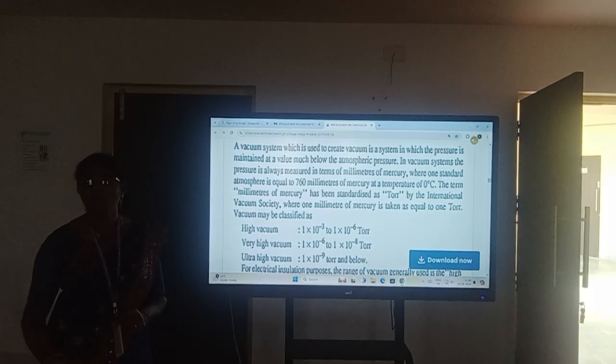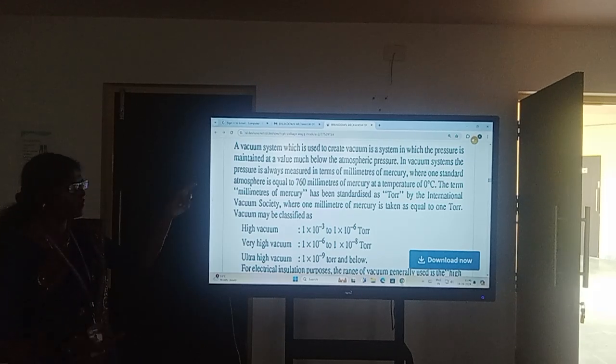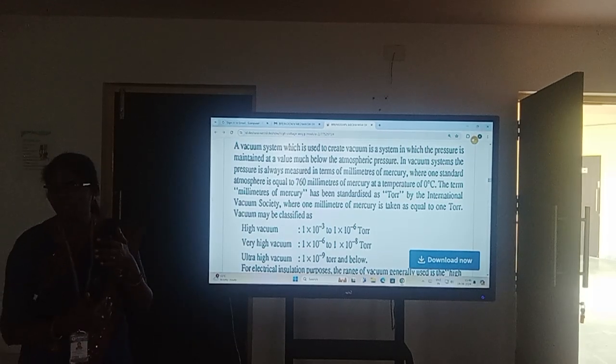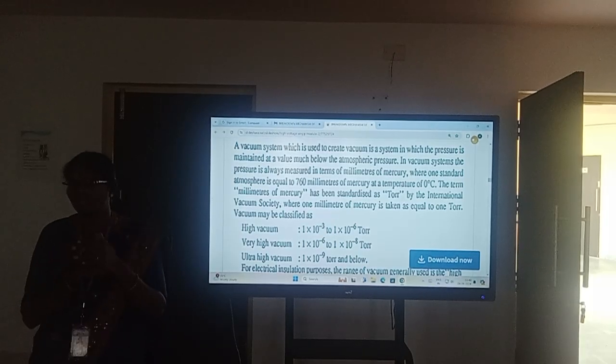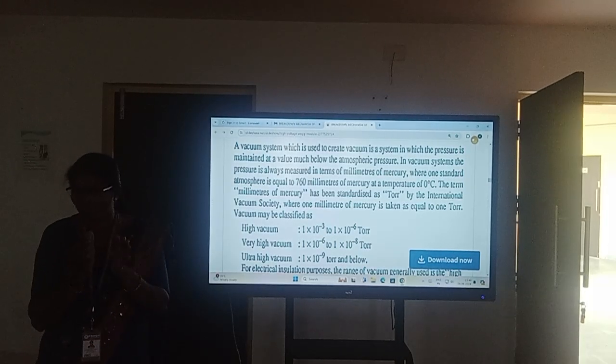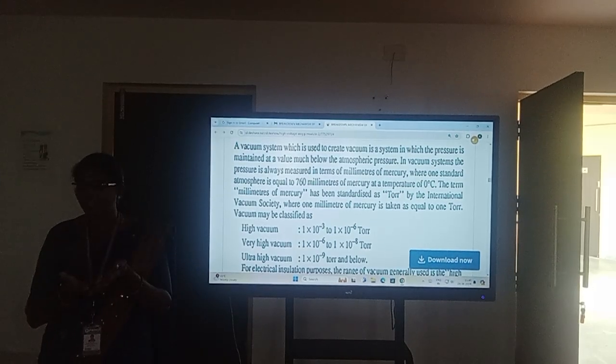So the next is about vacuum breakdown. When vacuum surfaces are created, the pressure will be below atmospheric pressure. When the pressure in the atmosphere is below its value, then the space is said to be vacuum space. Usually the vacuum space will be standardized with a unit.